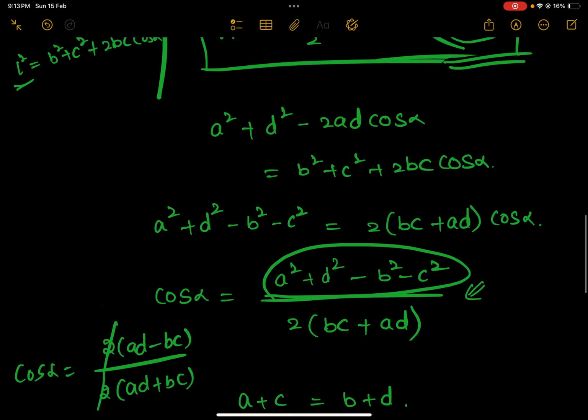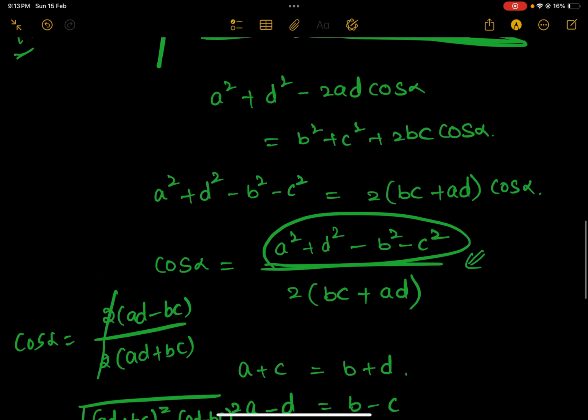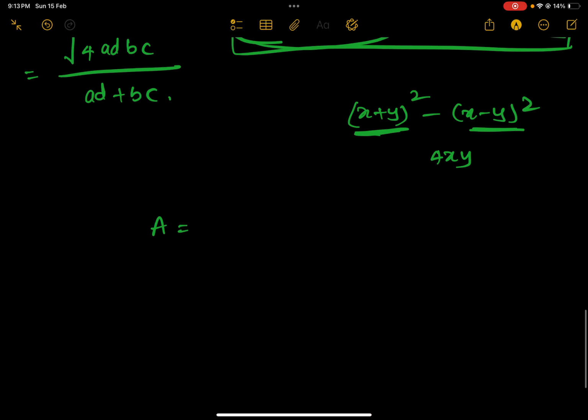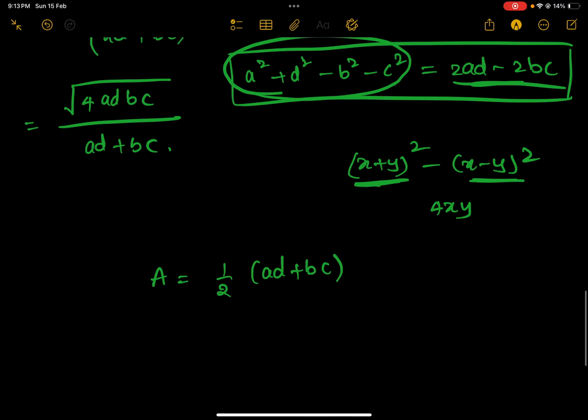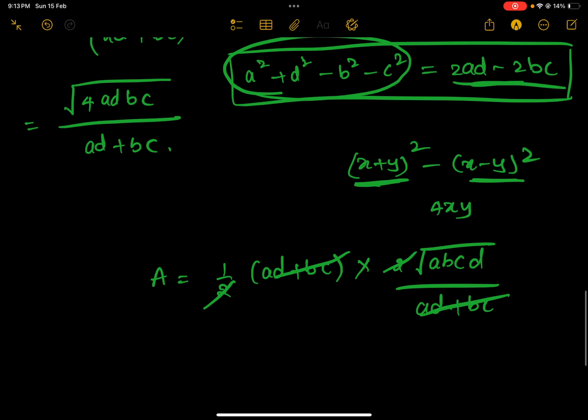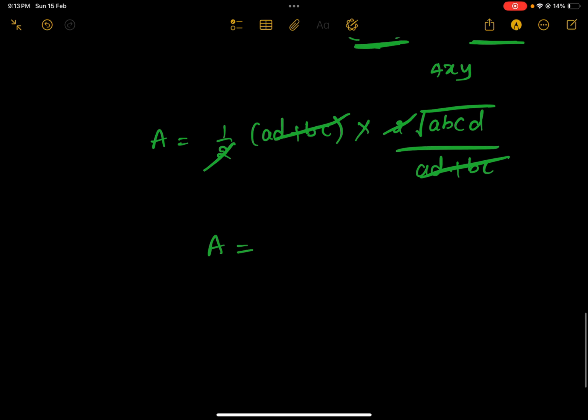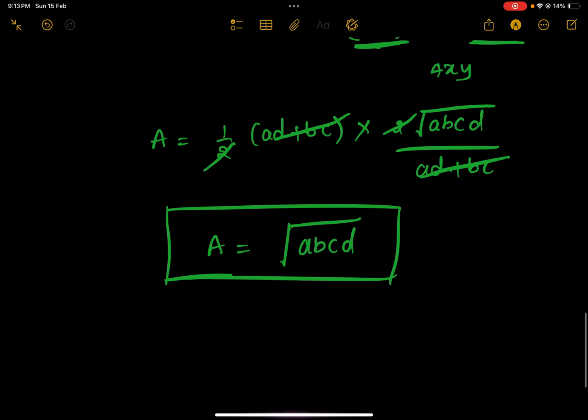So put this in the area formula. So this one, half into area is equals to half into AD plus BC times sine alpha, which is 2 times root of ABCD divided by AD plus BC. So this and this gets cancelled. This 2 and this 2 will get cancelled. Area is equals to square root of ABCD. See, such a beautiful and clean result you have at the end. So this is a very beautiful problem.